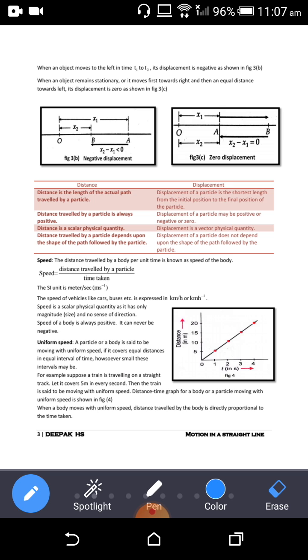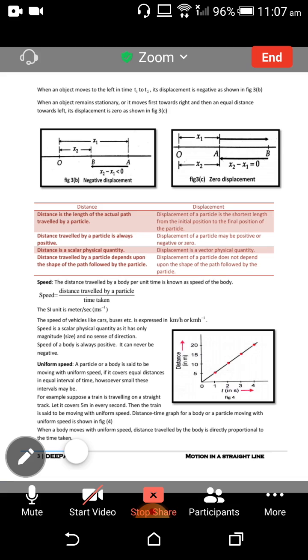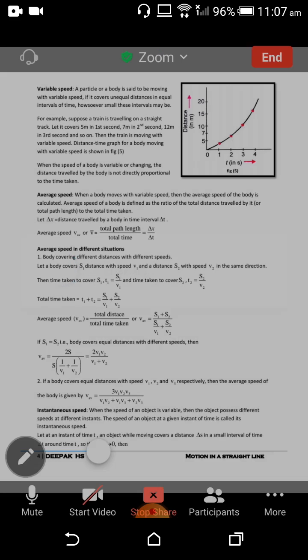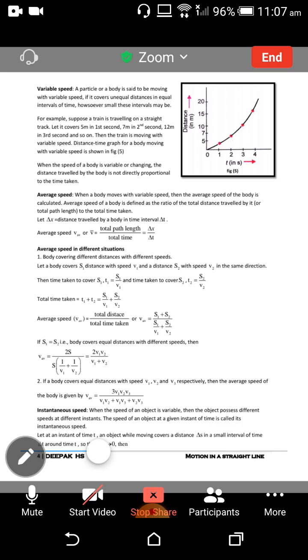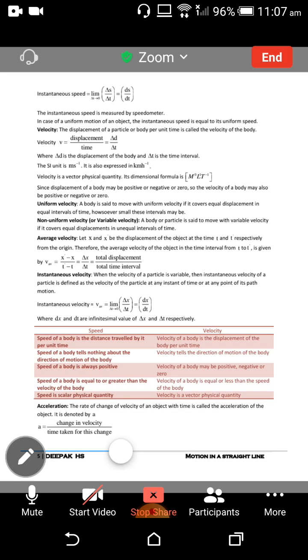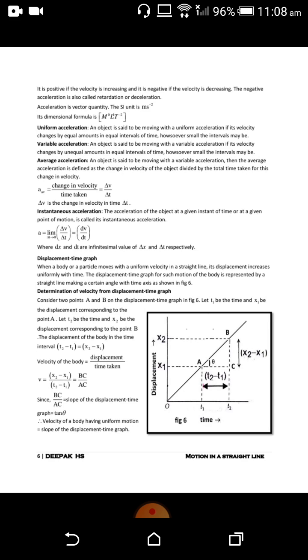Next, they have given that in the motion in a straight line chapter you don't have speed and velocity, so let us not go through that. Coming to acceleration, what is acceleration? Acceleration is the rate of change of velocity with time, correct?